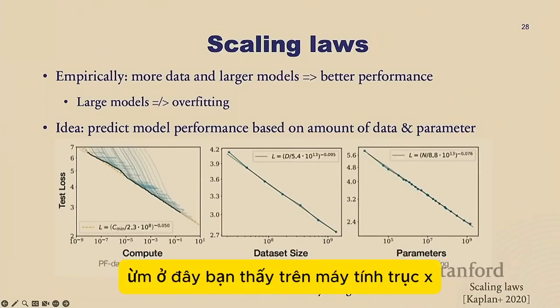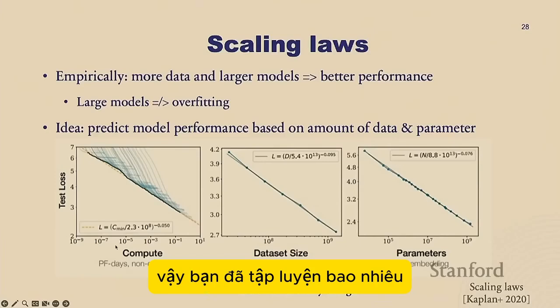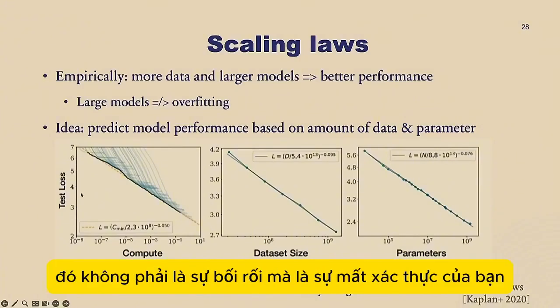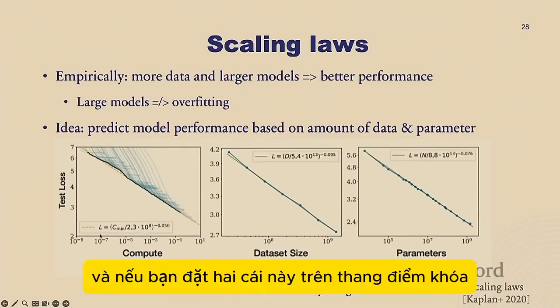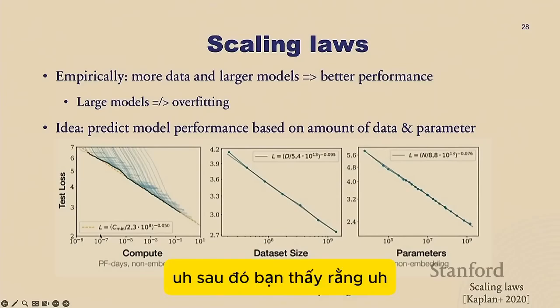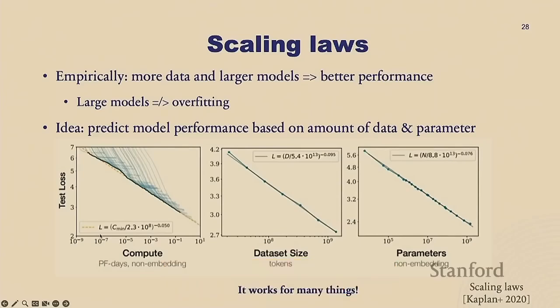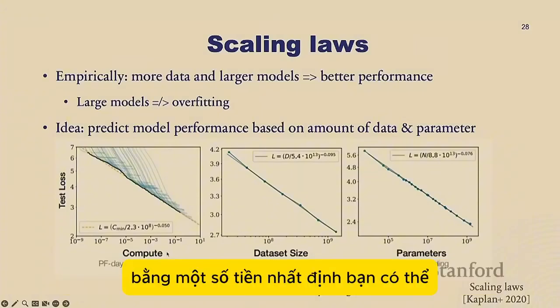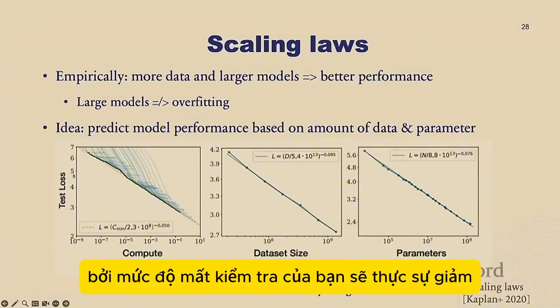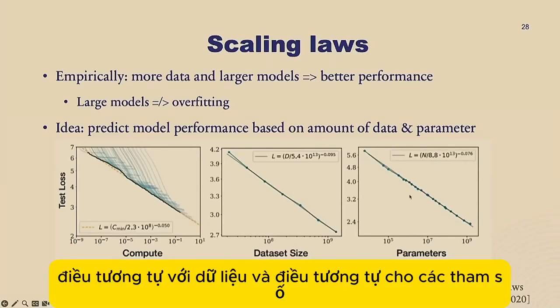Here you see on the x-axis compute. So how much compute did you spend for training? And here you see test loss. So this is essentially, I mean, it's not perplexity, but it's your validation loss. So it's the log of the perplexity. And if you put these two on log scale, then you see that the scaling law is linear. That means that if you increase your compute by a certain amount, you can say by how much your test loss will actually decrease. Same thing with data, and same thing for parameters.